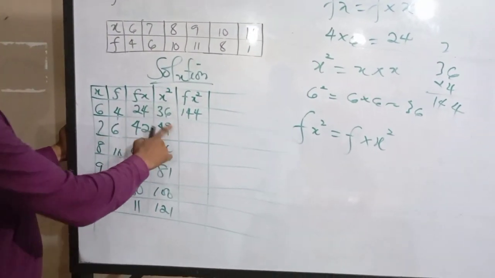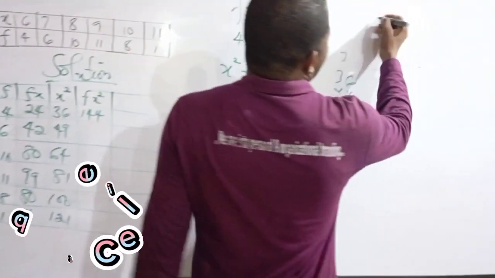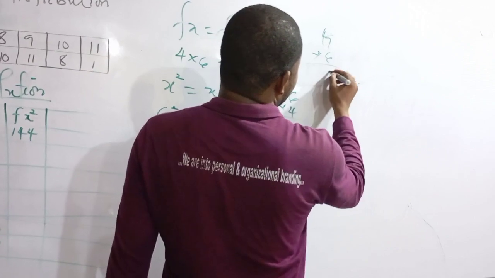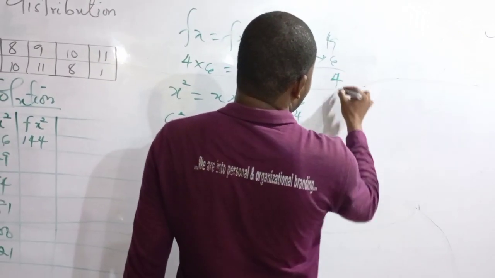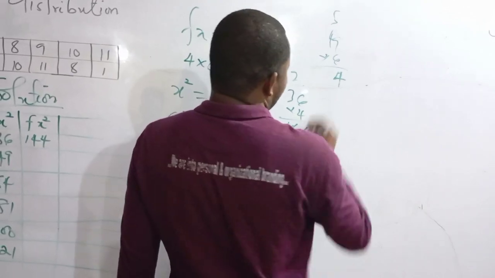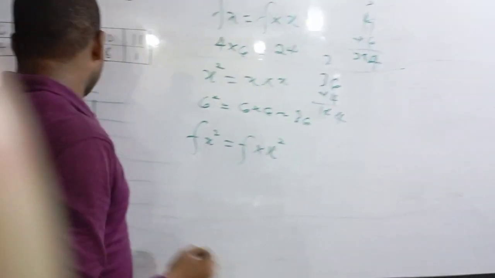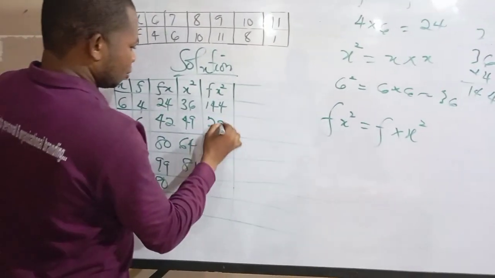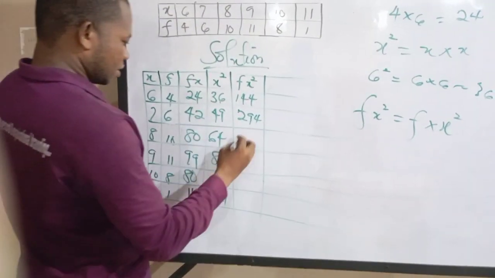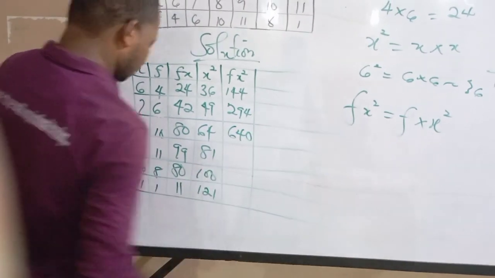This one will give me 49 times 6. What is that? 6 times 9 gives me 54. Carry 5. 6 times 4, 24 plus 5, 29, so 294. This gives me 294. Then I'm going to have 64 times 10, that is 640.